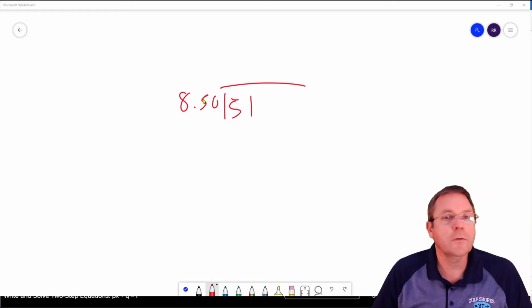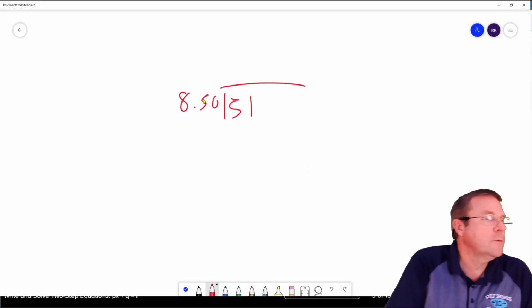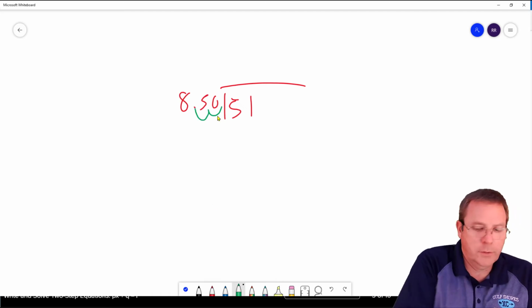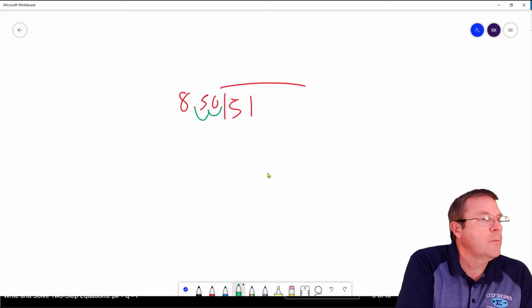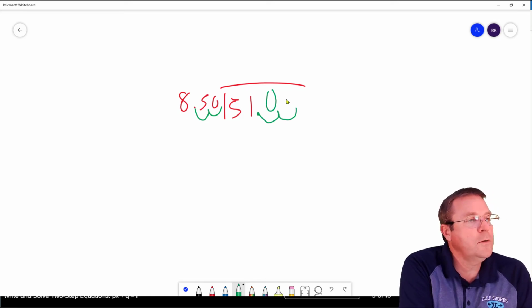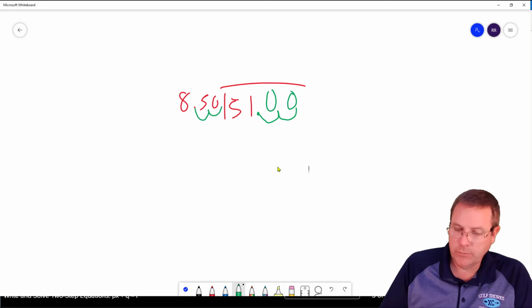Let me make sure those are the correct numbers there. It is. I'm going to bounce the decimal until it hits the wall. 1, 2. And then I'm going to move the decimal inside the house the same number of places to the right. 1, 2. And I'm going to annex zeros as needed.